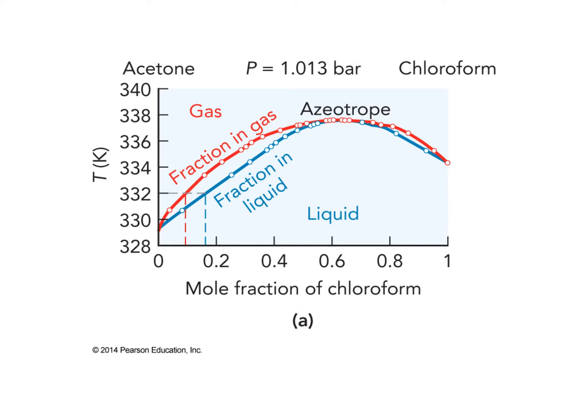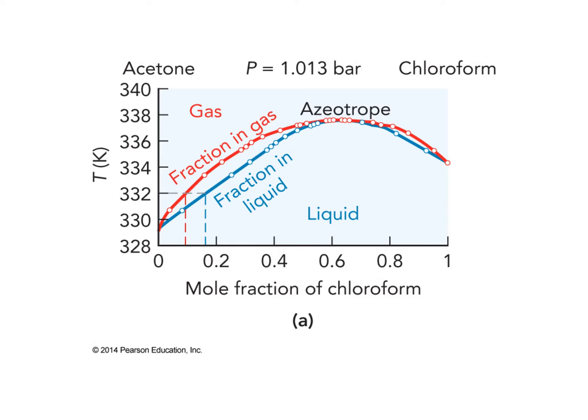To answer this question, let's look at our solution of acetone and chloroform, which we know to have a negative deviation from Raoult's law. What we're going to do is look at different compositions of this solution, all the way from pure acetone to pure chloroform, and we're going to let the solution boil, measure the temperature at which it boils, and then measure the mole fraction of chloroform in the gas phase and the mole fraction of chloroform in the liquid phase. The entire experiment will be done at 1 bar of pressure, and so we are measuring normal boiling points.